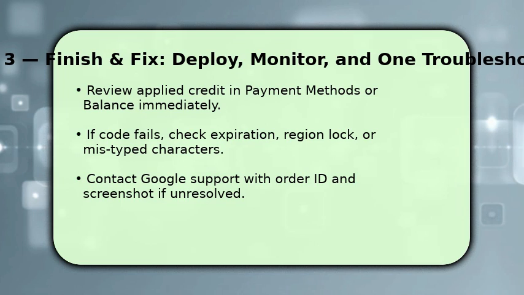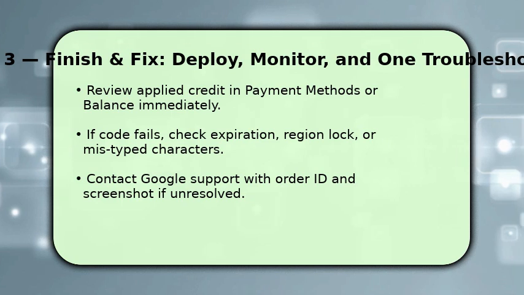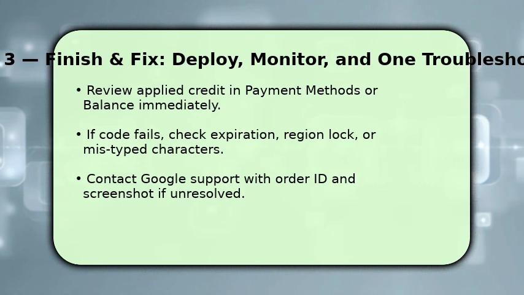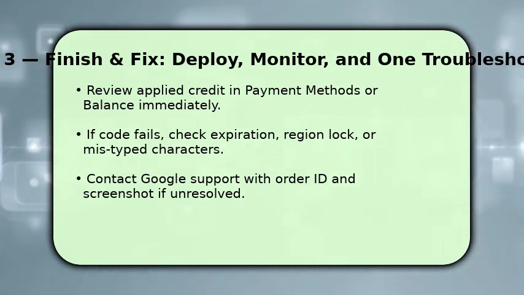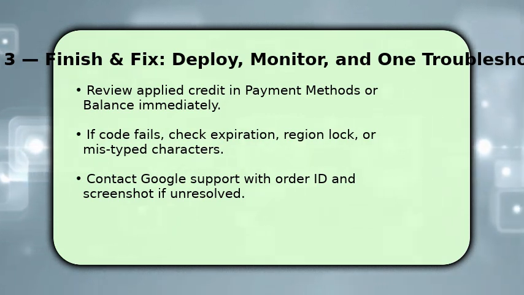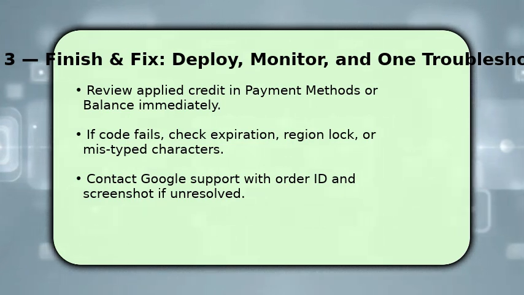If the code fails, first recheck for typos, then verify expiration and regional restrictions. Many gifts are country-locked. If problems persist, clear app cache or try a different device, and then contact Google support. Provide the gift email, order ID, and a screenshot so they can trace the transaction quickly. That usually resolves stuck redemptions.